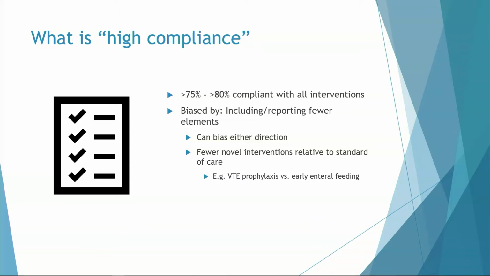So what is high compliance? Well, we've defined it as over 75 to 80%, but this can be biased in any direction. You can imagine that if you're reporting more compliance elements, but those compliance elements are things you're already doing, then you're going to artificially increase the compliance you have across the board. Alternatively, if you're not reporting compliance elements that are very difficult to achieve, say people are keen to implement VTE prophylaxis as very standard of care, but people are still very hesitant to implement early enteral feeding, you're going to artificially bias your numbers high as well because you've left out the difficult things to achieve.